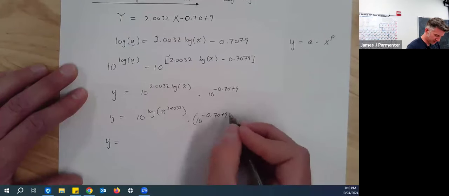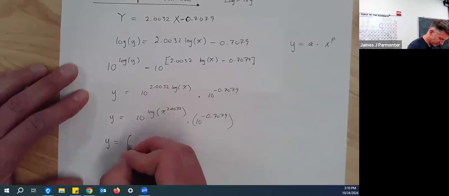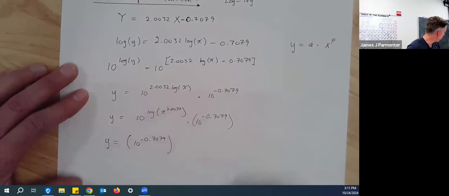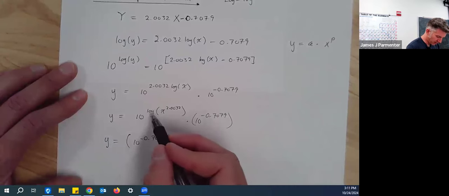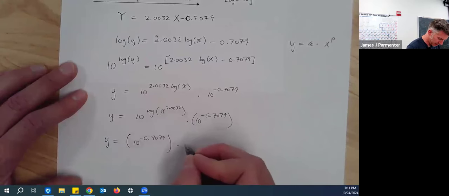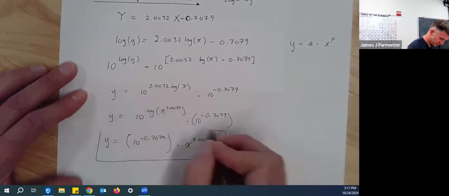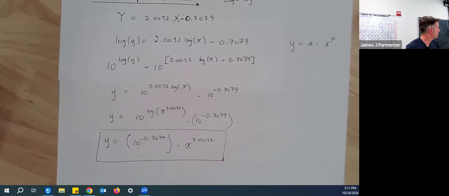And then two more things, really one. I always like to write this first because that's like your constant. So I'm going to write 10 to the negative 0.7079 multiplied by the 10 to the log of x to a power, which is just x to that power. That's our answer. So that's what I think someone should ask, not just is it a power function, but what is the power function?